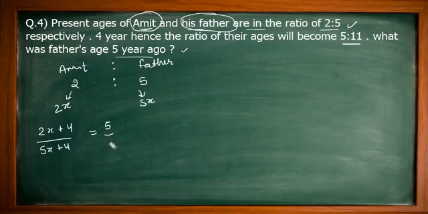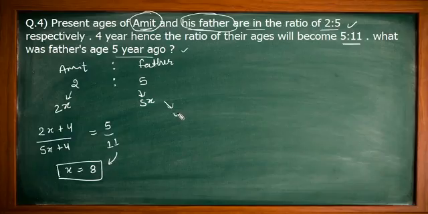It will be 5:11, and cross multiply and you will get the value of x, it will be 8. Okay, after solving this equation you will get the value of x, that is 8. Put 8 here, so 8 into 5 it will be 40, and 8 into 2 it will be 16. So Amit's age right now is 16 and the father's age right now is 40.